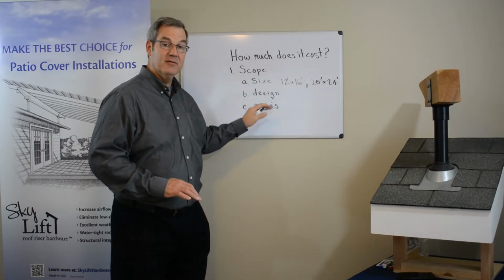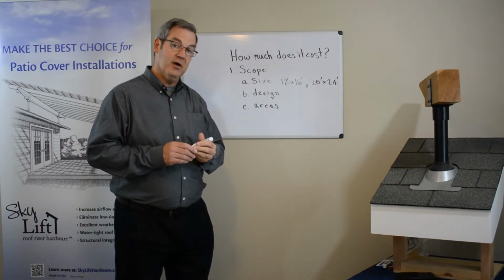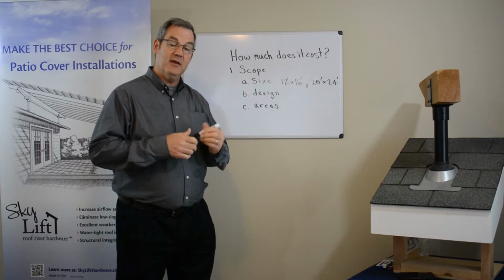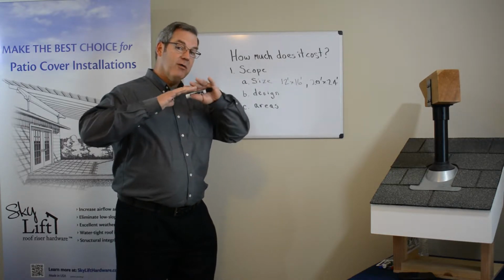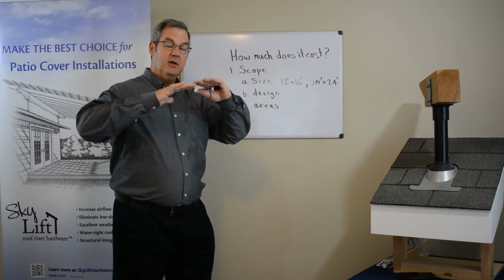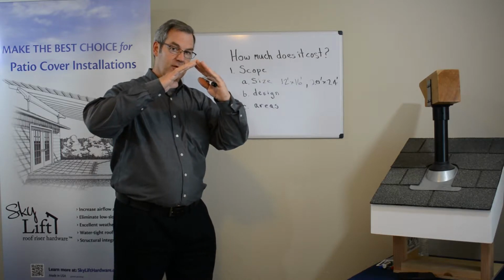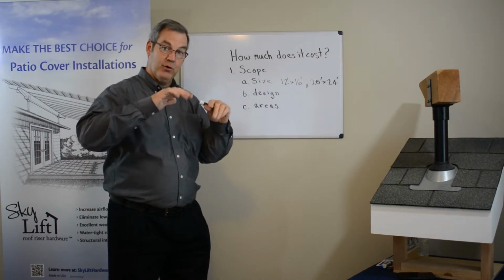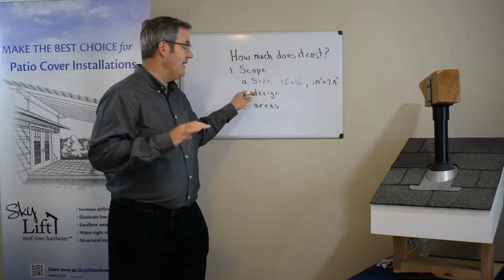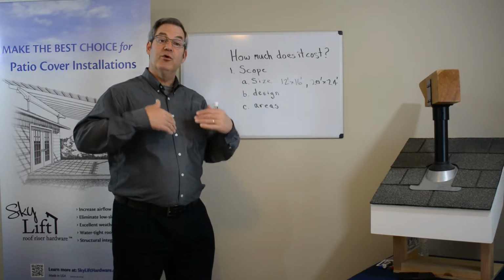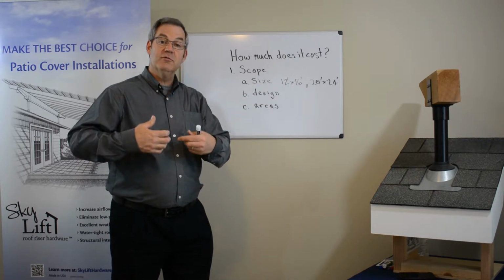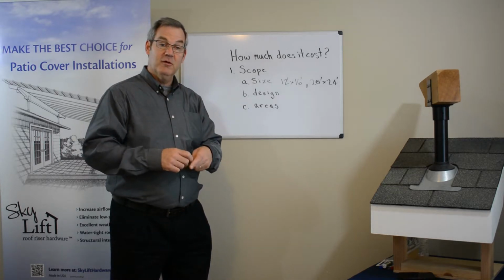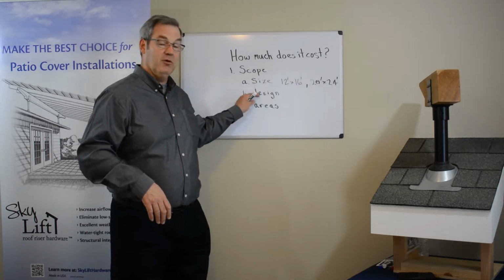The second is, how are you going to design your cover? So the design would take into account, is it what we call a flyover patio cover? Is it a gable end patio cover? Is it some other type of project? Is it a pergola? So the design is going to influence the type of materials and the quantities of materials. So again, we refer to this as scope.